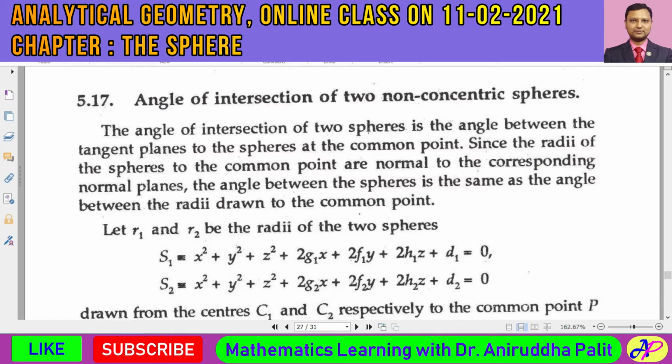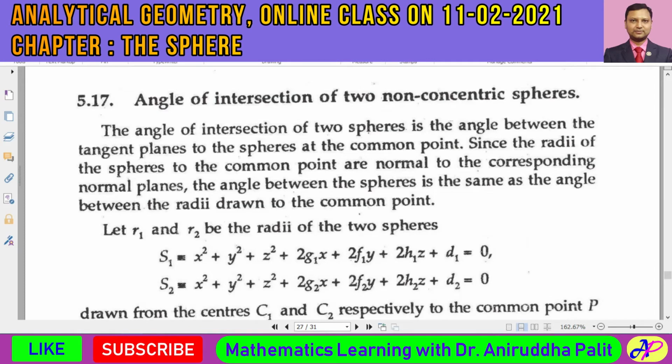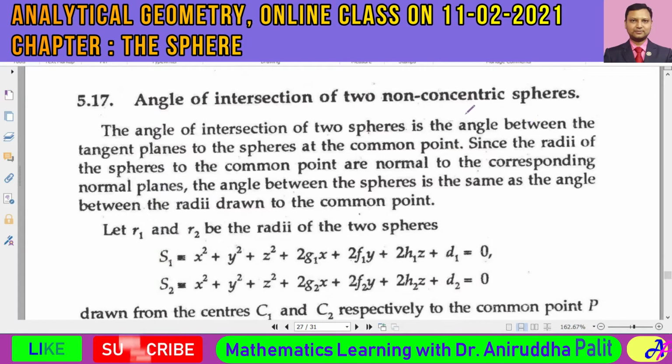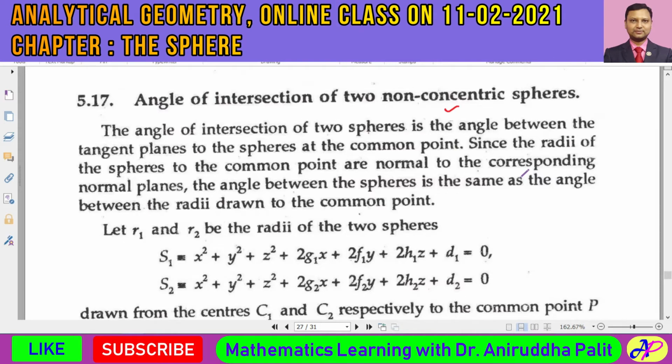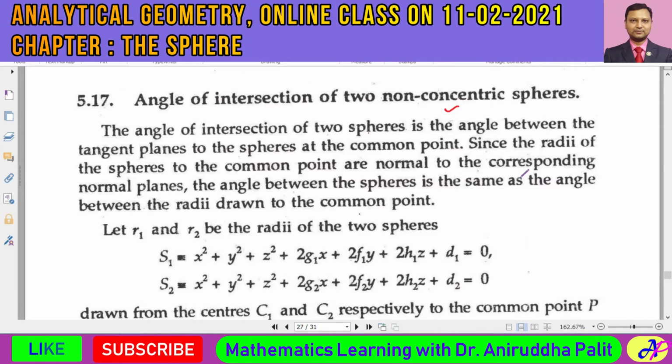We shall discuss some extra results about these spheres. Here we shall discuss the angle of intersection of two non-concentric spheres. That means we shall consider two spheres whose centers are not concentric to each other.